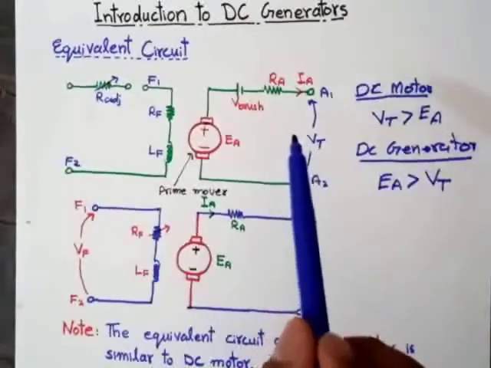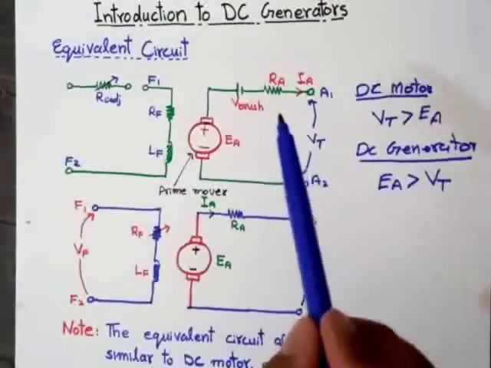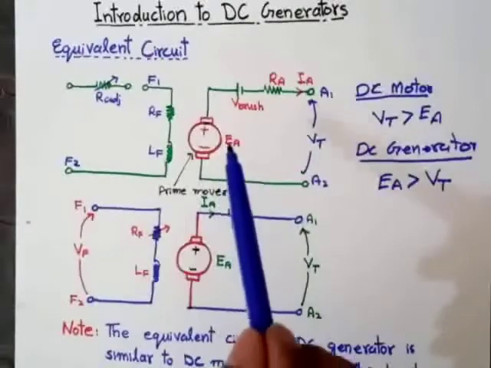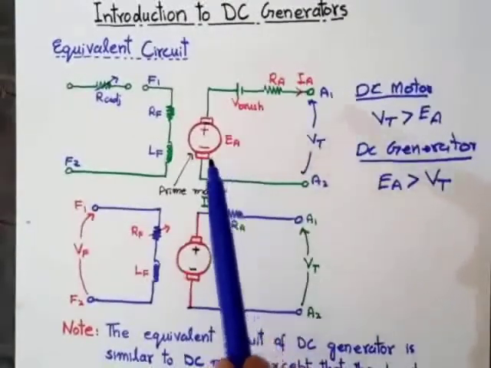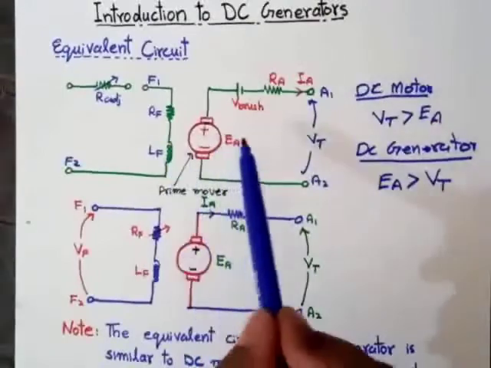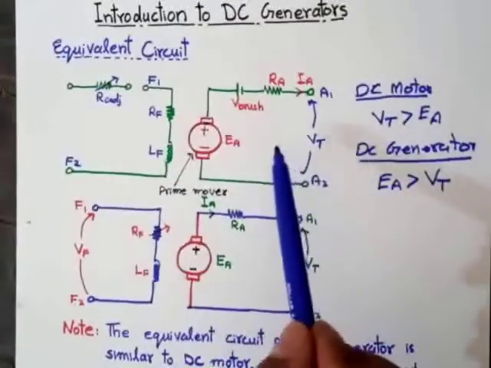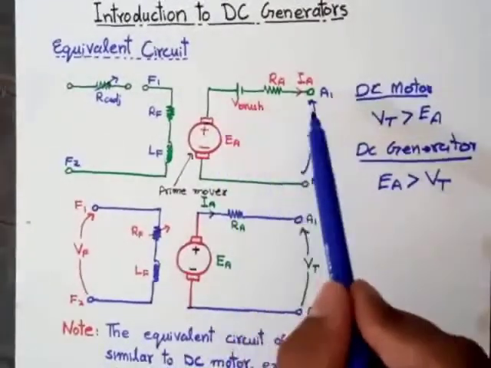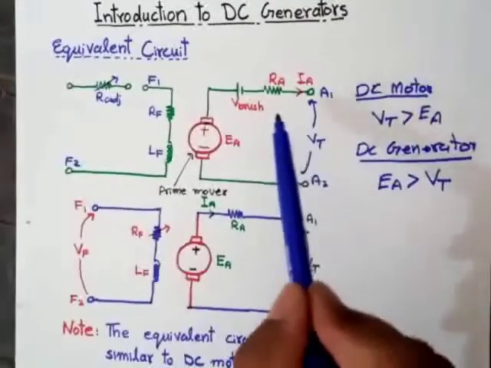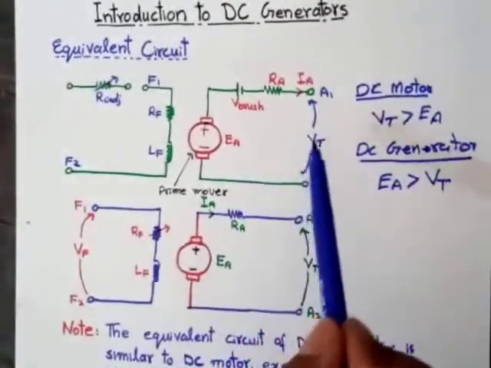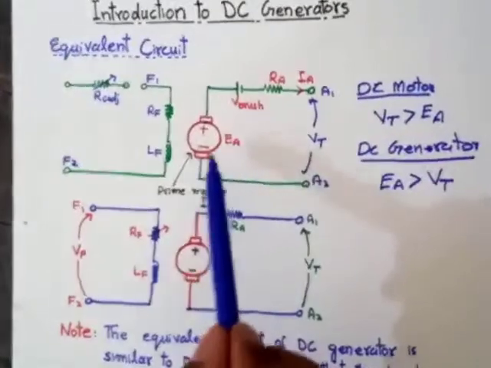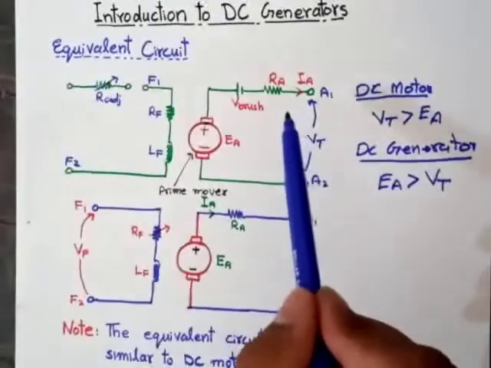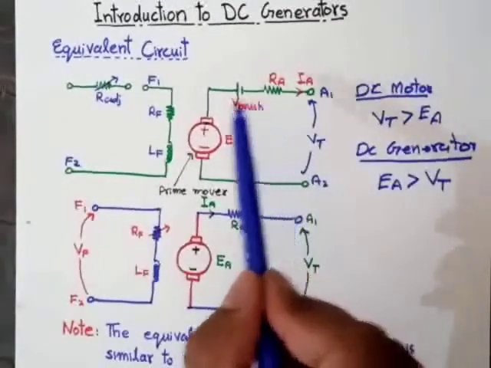As we know, the direction of the current will follow that voltage source whose magnitude is more. In case of a DC generator, the magnitude of the internal generated voltage will be more as compared to the terminal voltage. That's why in case of a DC generator, the direction of the current is outward. And in case of a DC motor, the terminal voltage will be more than the internal generated voltage. And due to this, the direction of the current will be into the machine.